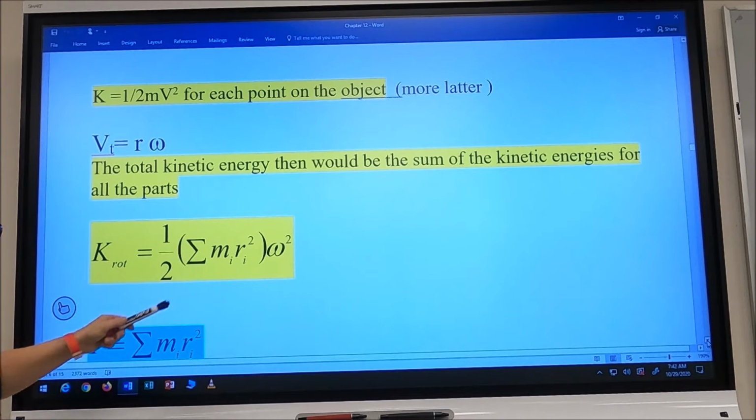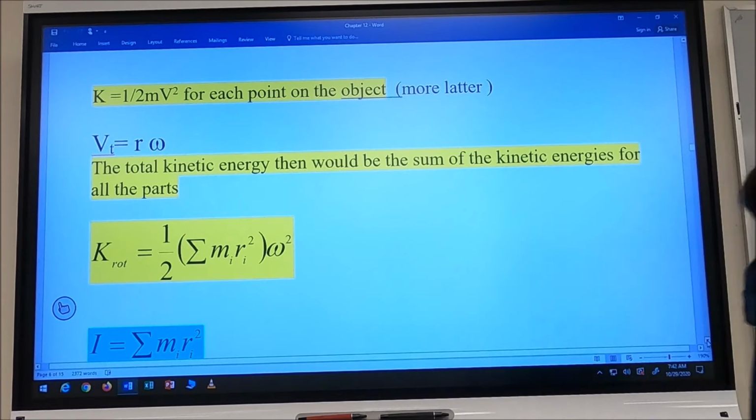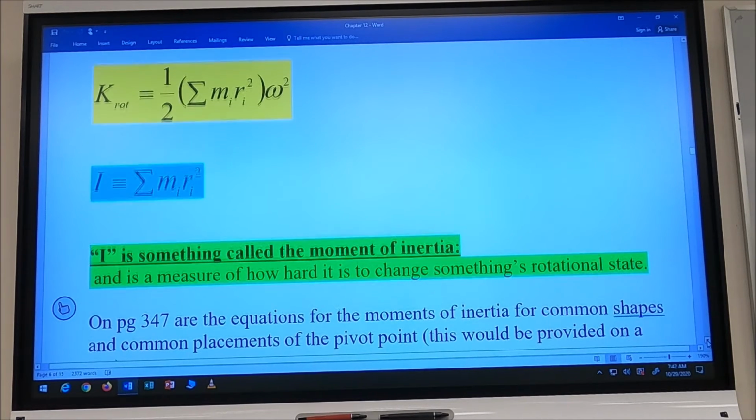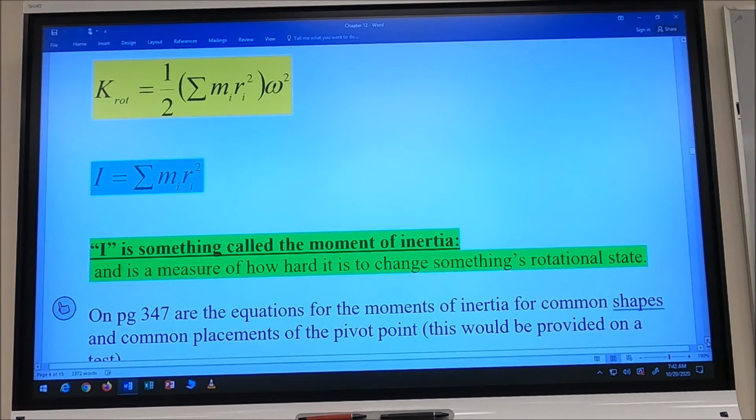This part in parentheses, we're going to pull out, and we're going to give it its own symbol. Namely, it's going to get the symbol of a capital I, and it's called the moment of inertia. Okay? The moment of inertia is a measure of how hard it is to change something's rotational motion.